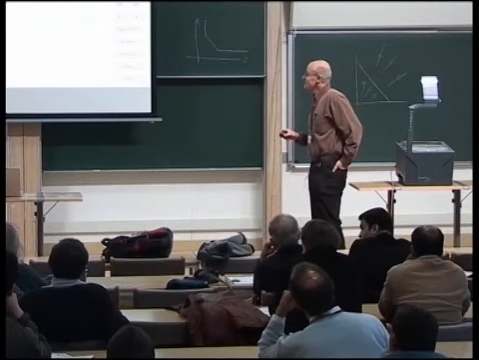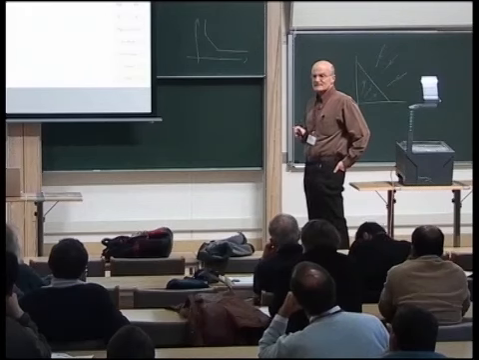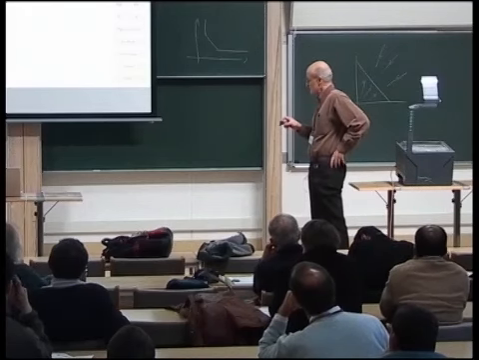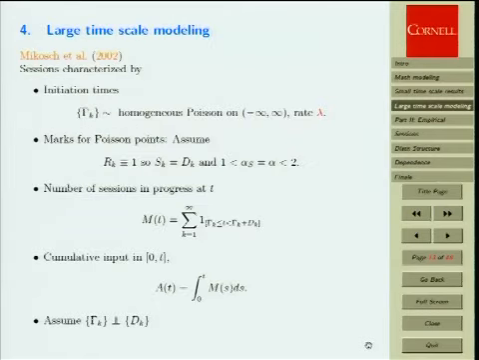And the problem is, as I say, the empirical results aren't pointing you in a very clear direction. Now, large time scale modeling, let me just briefly outline this story. Again, we'll assume that sessions arrive according to a Poisson process, rate lambda. Now I'm going to assume that the inputs are constant and equal to 1.